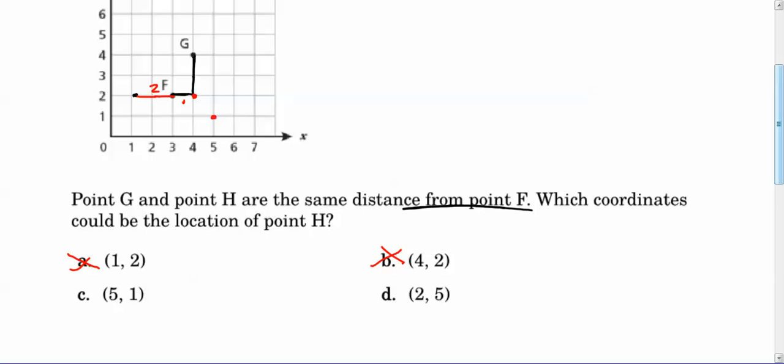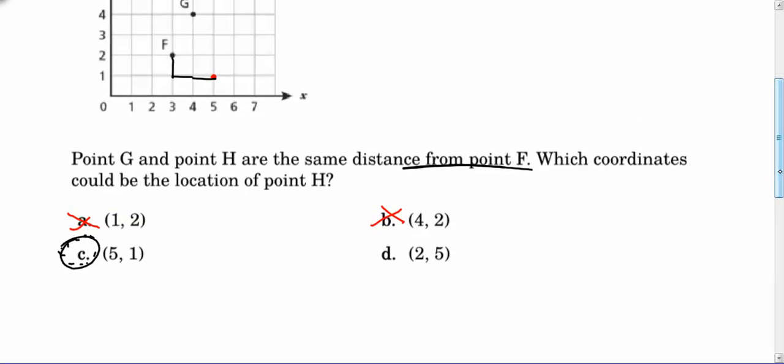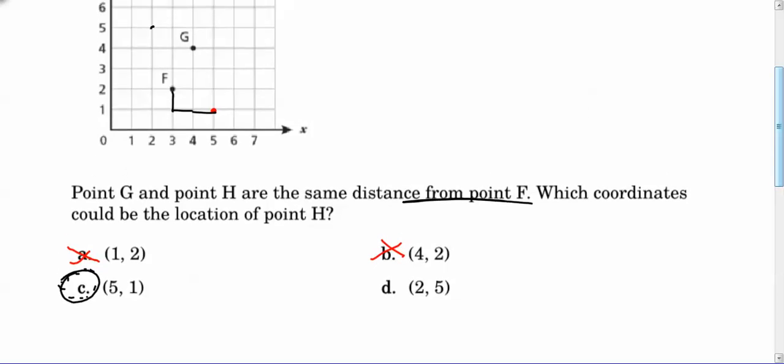5, 1 is right here. Let me erase some of this other stuff because it's getting hard to see. F right here is 1, 2, 3 units away from that one. So 5, 1 is our answer. The smartboard really does not want to work. So 5, 1 right there. And then if we were to test out this last one, choice D, it'd be 2, 5, which is way up here. From point F, that would be 1, 2, 3, 4 units away. So that's too far away. We're looking at choice C, 5, 1, which is 3 jumps away from F.